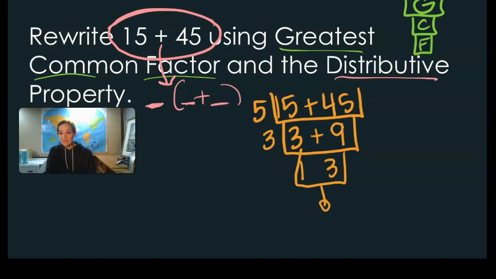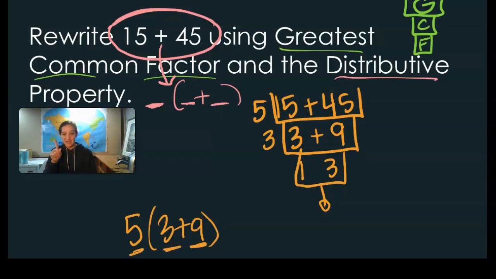So some of you on the pretest did something like this, 5 times 3 plus 9. And I only gave you half points because yes, this is the angry bird, but it's not the GCF. It's not the greatest common factor. 5 is just a common factor.